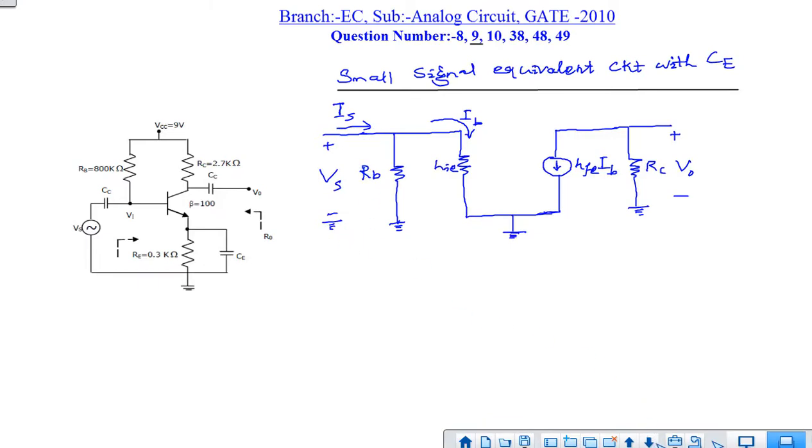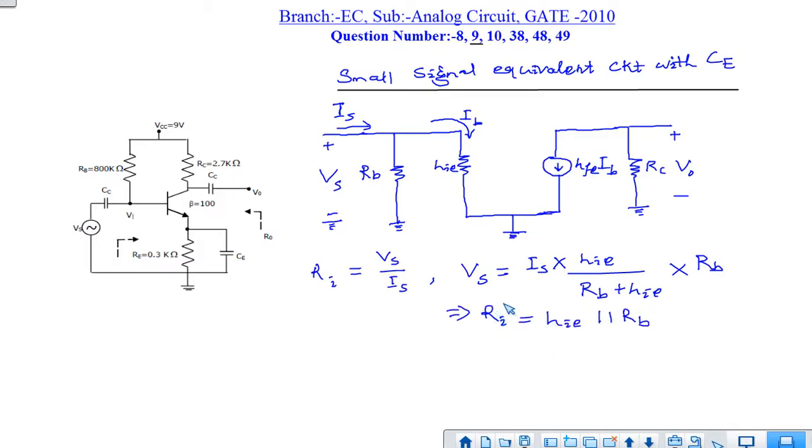Hence the input impedance is given by Vs by Is. Vs is nothing but IB into hie, and by the current division rule we can write IB in terms of Is, that is Is into RB by RB plus hie. So we get the expression like this. Hence the input impedance Vs by Is is the parallel combination of hie and RB. In another way, we can directly see that RB and hie are in parallel, hence the input impedance is the parallel combination of RB and hie.